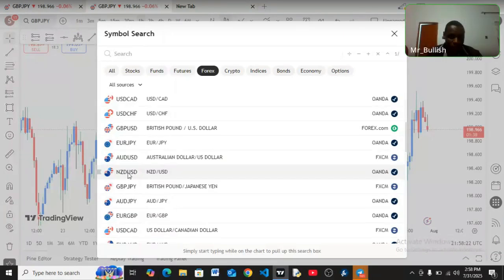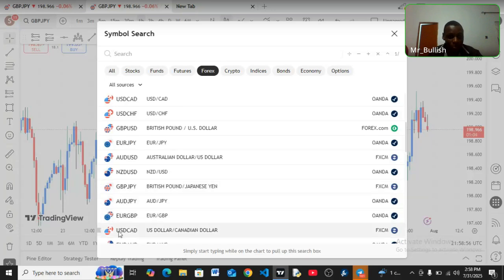You understand? Now, let's see the definition of the other two. Minor pairs. These pairs consist of two major currencies, excluding the US dollar. Examples include EUR/JPY, GBP/JPY, like what we have here. Not this. EUR/JPY. This is a minor currency pair. GBP/JPY, AUD/JPY, EUR/GBP. All these are minor currency pairs.